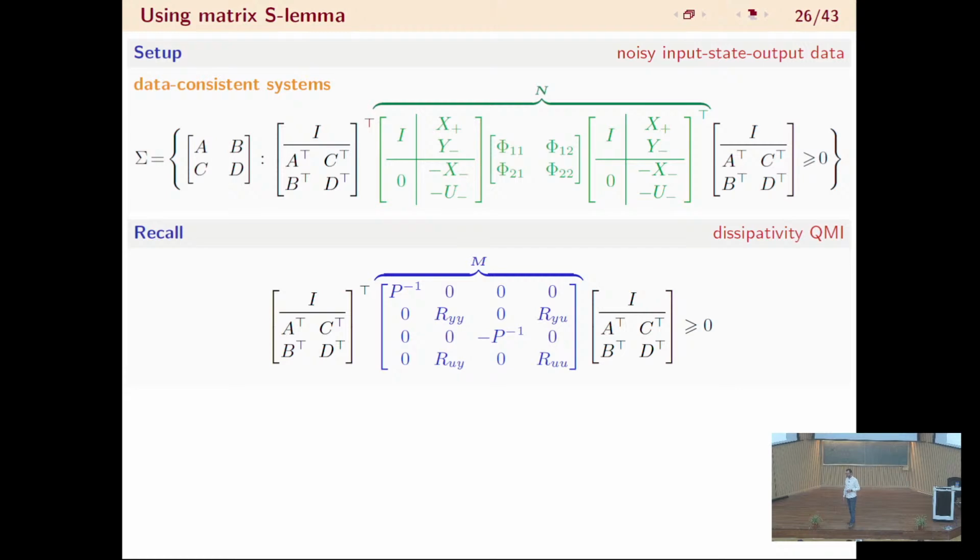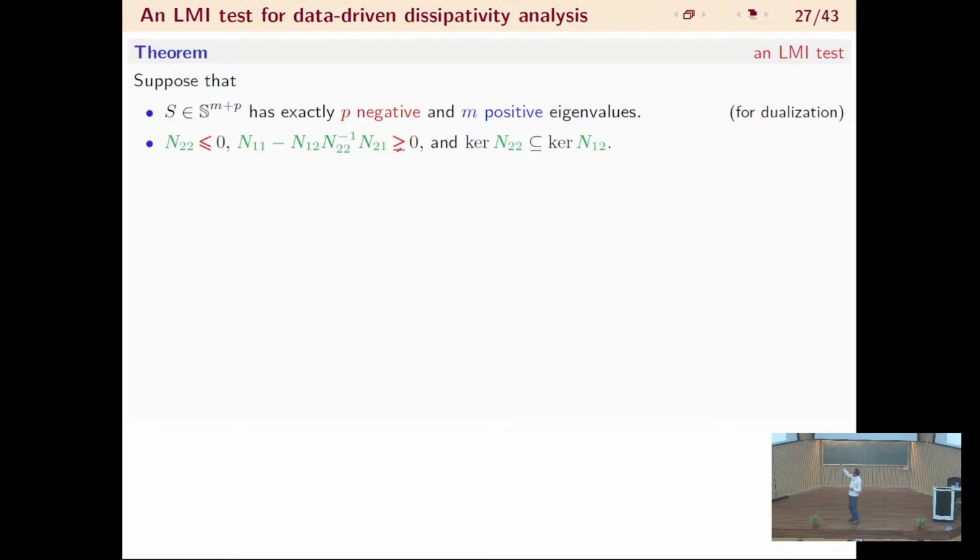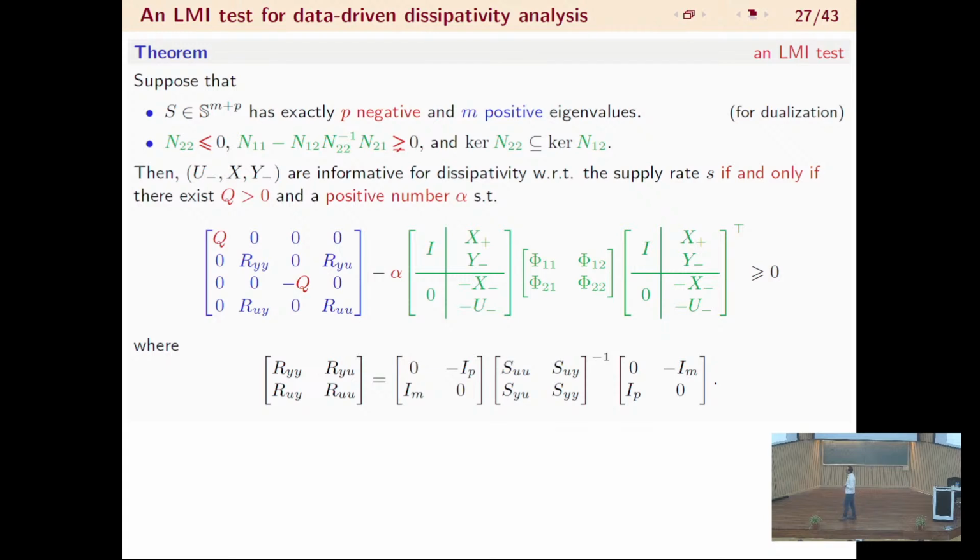Yeah, P inverse. Very good question. I can explain. I didn't explain all the details, but here is the theorem. To begin with, if this LMI is feasible, then we are done. And we have a positive definite storage function. I can take the inverse of Q, right? But the other way around, I do not know that the storage function needs to be positive definite, right? It's just greater or equal to 0.